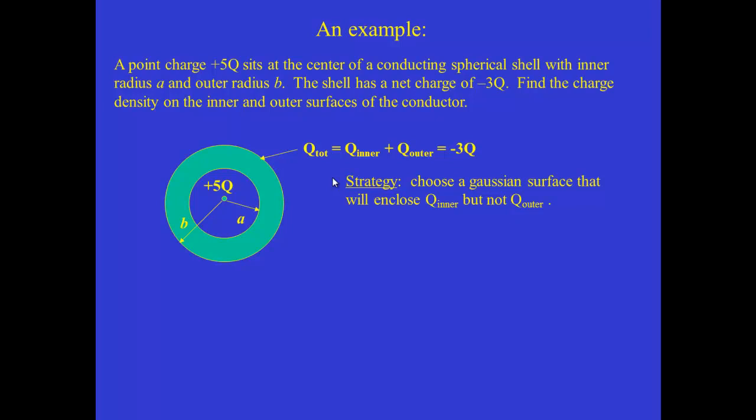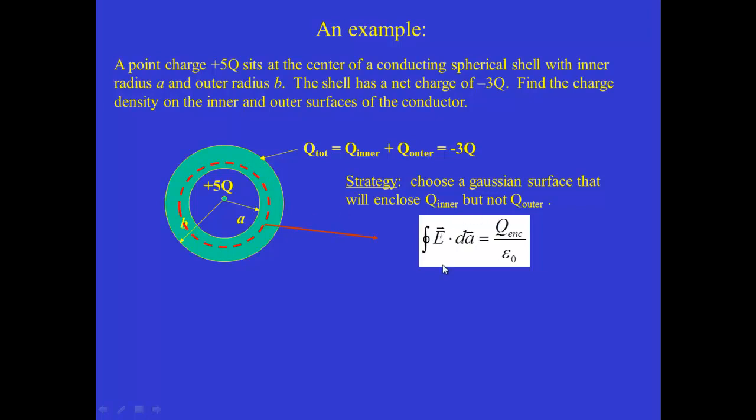And it's pretty obvious to see what will do that, and that is some sort of Gaussian sphere that is large enough to enclose the inner surface, but small enough that it lies within the outer surface. All right, and so we write down Gauss's law for that spherical surface. Integral E dot dA is Q enclosed over epsilon 0. And note that this Gaussian surface lies within the conductor, where we know the electric field is 0. So the left-hand side of the integral is 0.